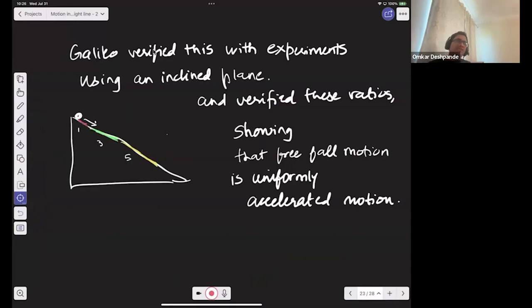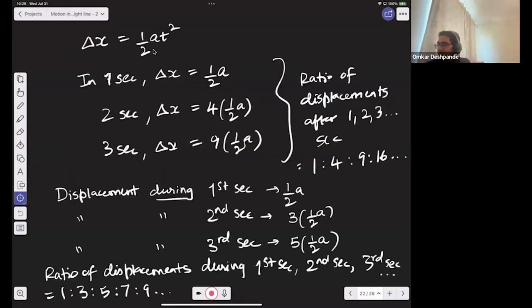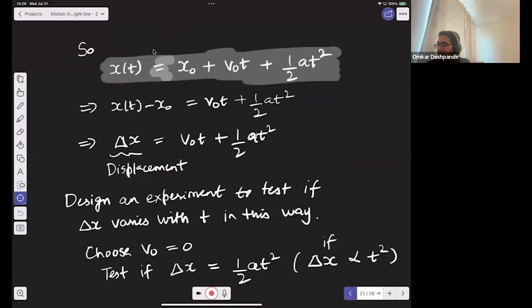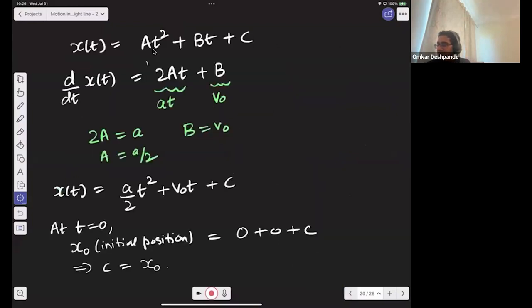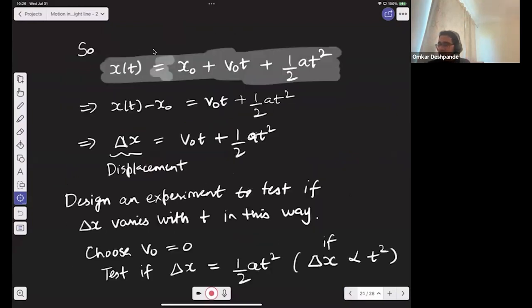Okay, you don't just set up random experiments. You have to plan it in a way that is verifying a specific prediction that you're making. If acceleration was itself varying with time, we would not have this relationship, right? We would not have this relationship between displacement and time.